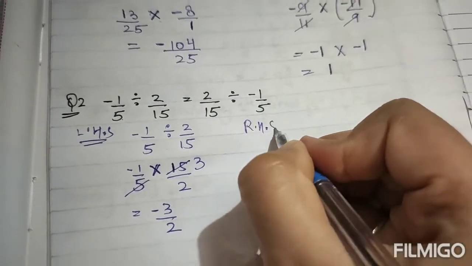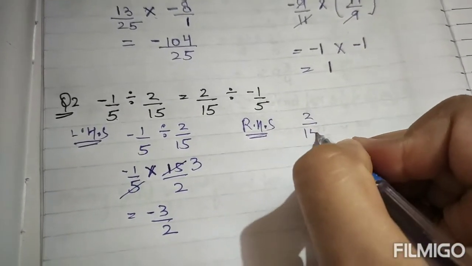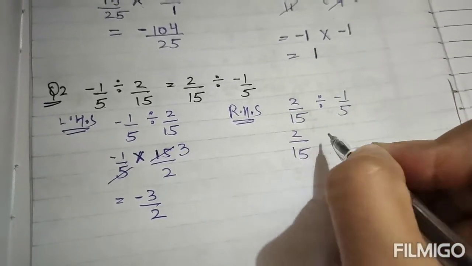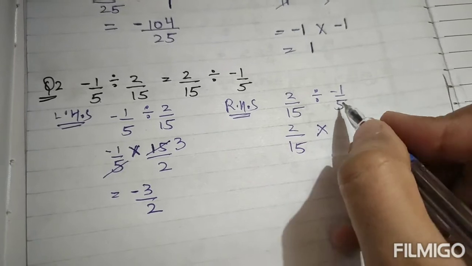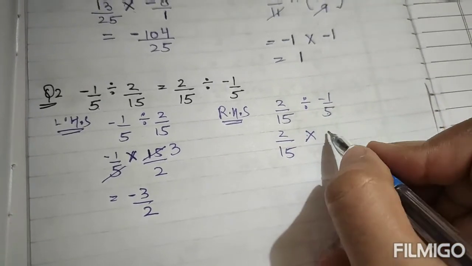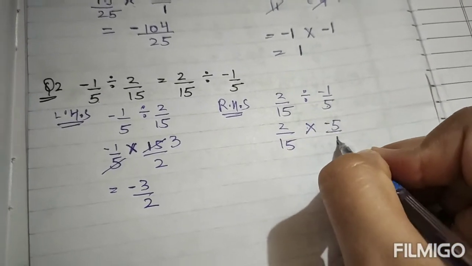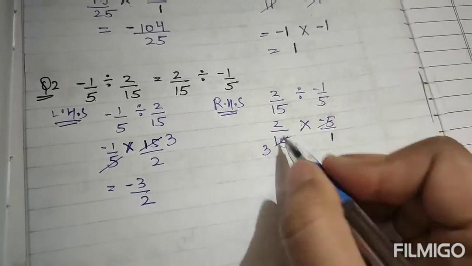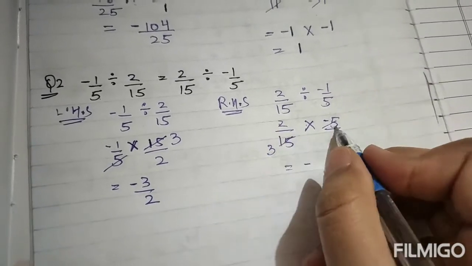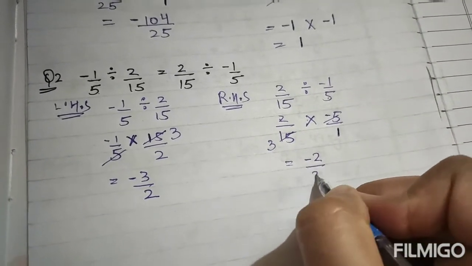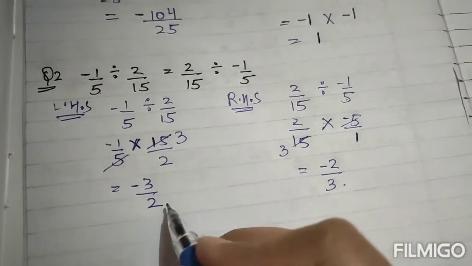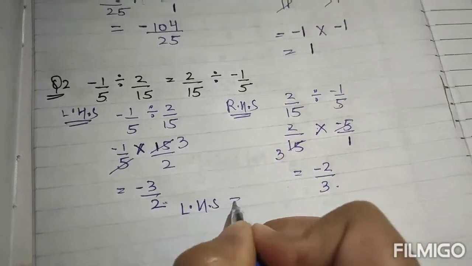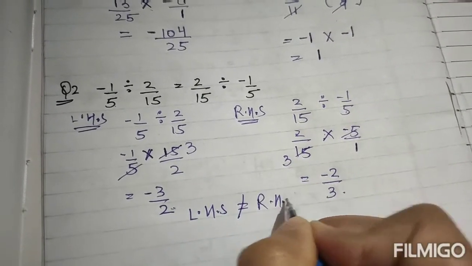Similarly, you have to check the RHS: 2 by 15 divided by minus 1 by 5. 2 by 15, this division will be replaced by multiplication, and this will become minus 5 by 1. So look, 5, it will be 3 times. That means the answer will be 2 multiply minus 1, which is minus 2 by 3. Now look whether these 2 are equal. No, LHS is not equal to RHS.